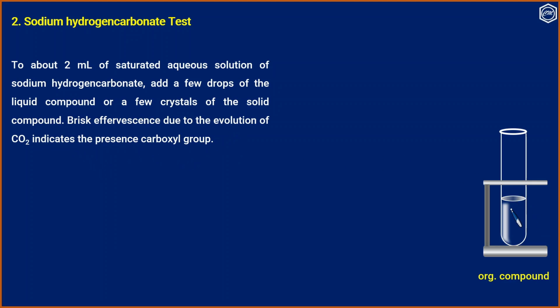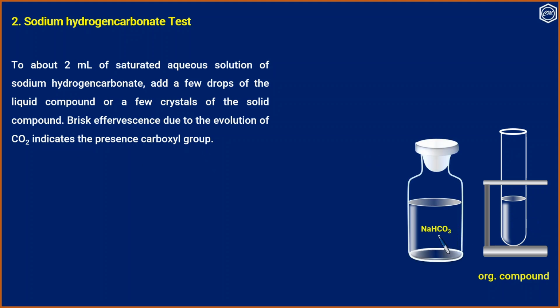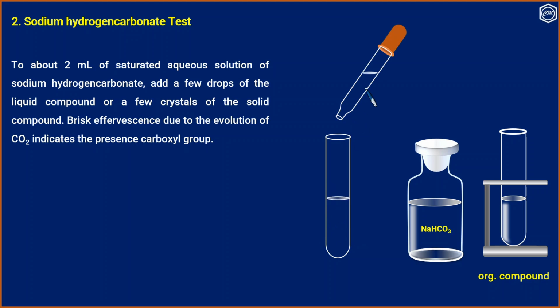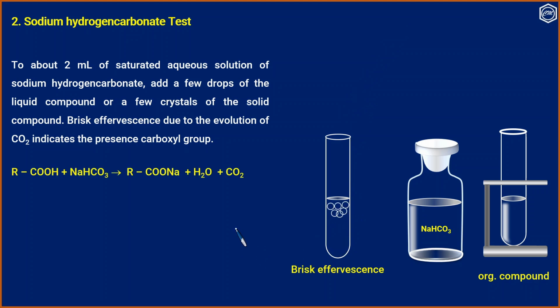So the organic compound, this is sodium hydrogen carbonate. We take about 2 ml of sodium hydrogen carbonate in a test tube. To that, we are adding the organic compound slowly. And we will observe the formation of bubbles, and this is due to the liberation of carbon dioxide. RCOOH plus sodium hydrogen carbonate gives RCOONa plus water and carbon dioxide.